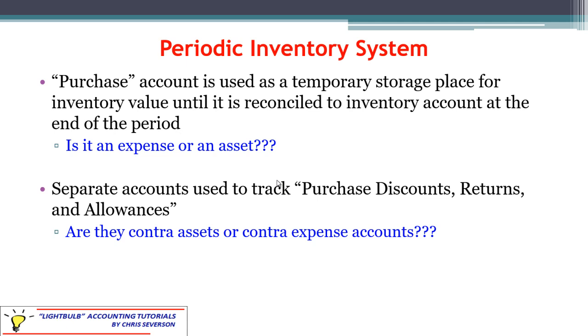Now, you're also going to see separate accounts for the purchase discounts, returns, and allowances. And again, the same question comes up. Do we call this a contra asset, or do we call this a contra expense account, contra cost of goods sold? In my mind, it's better to refer to this as a contra asset, because again, none of this is really expense related until we know for sure how much has been sold. But the reason I specify this is that I've seen different textbooks refer to it both ways. And both could technically be considered correct. It's just the timing difference. When was the asset actually sold and converted to an expense?